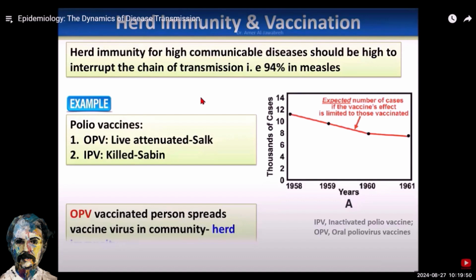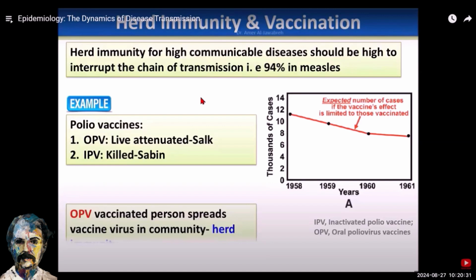Okay? Here's an example, polio. We have two types of vaccines in polio, OPV and IPV. The OPV is live attenuated. You have the virus, but it's weakened. OPV means oral, 2 drops in the mouth. IPV is killed, inactivated by chemicals, so dead. Nowadays they usually give both, this and that.